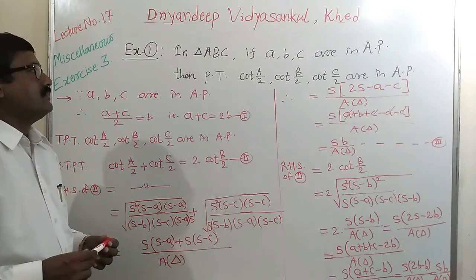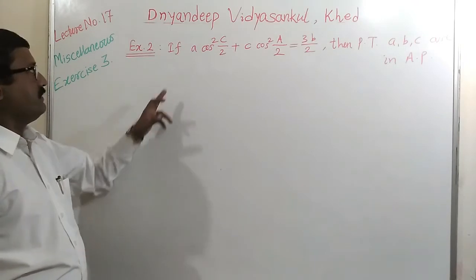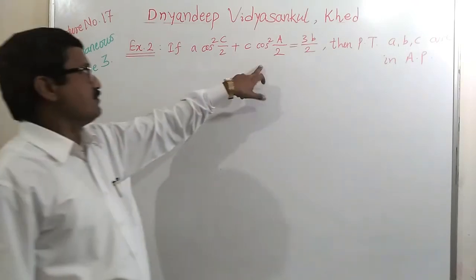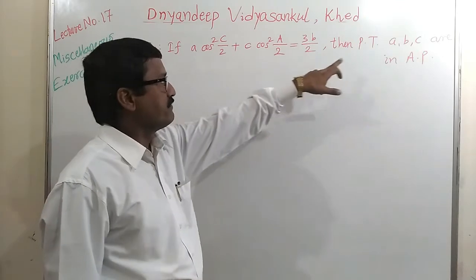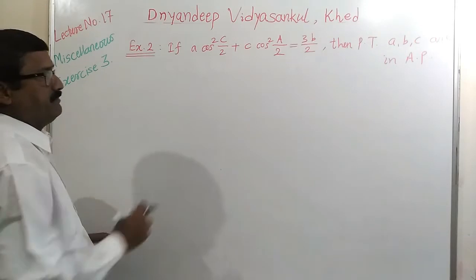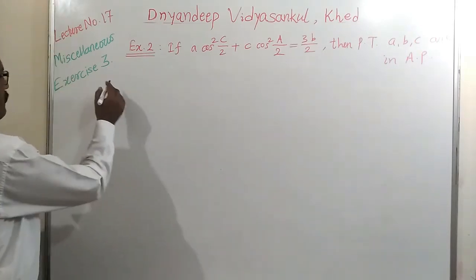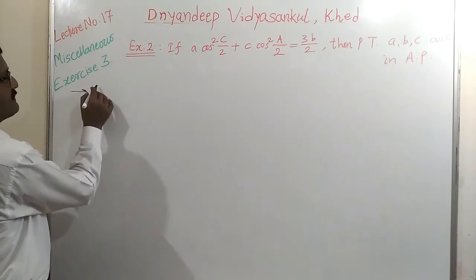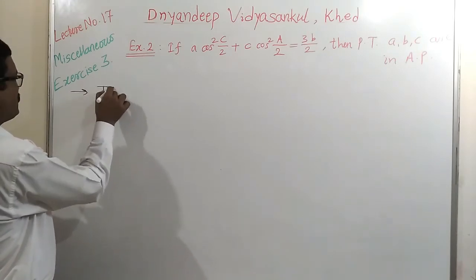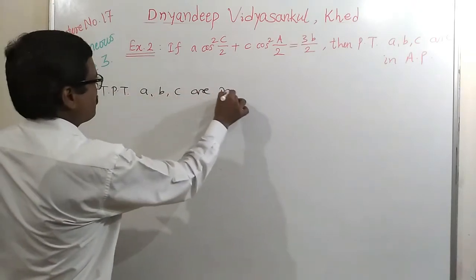Okay. Now let us see the second one. Now see example number 2. If a cos square C by 2 plus c cos square A by 2 equals 3b upon 2, then prove that a, b, c are in AP. In the previous example, the given part is a, b, c are in AP. Now in this example, we have to prove that result. Let us see the given, or first write: to prove that a, b, c are in AP.